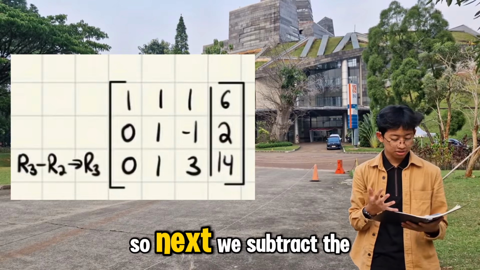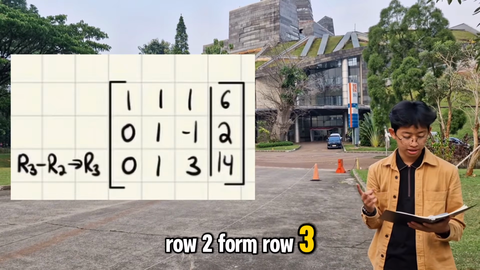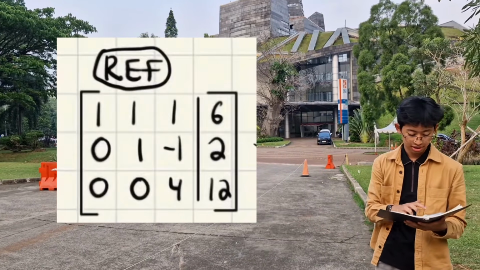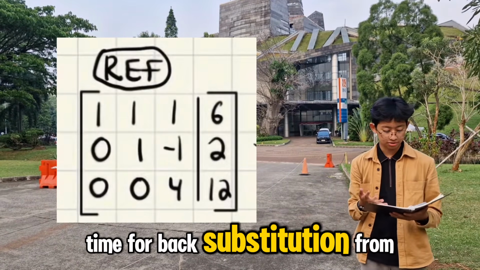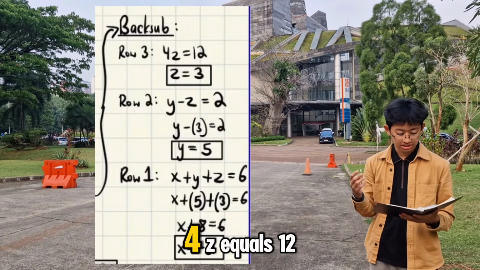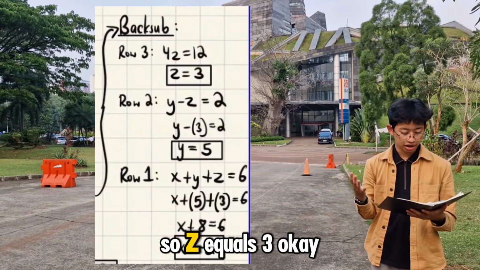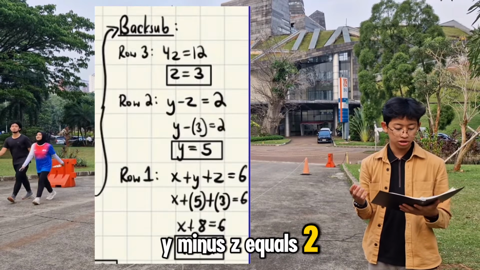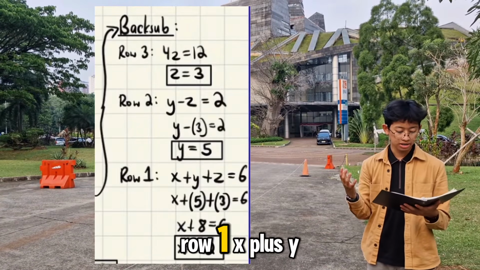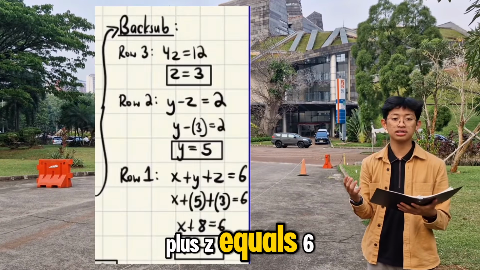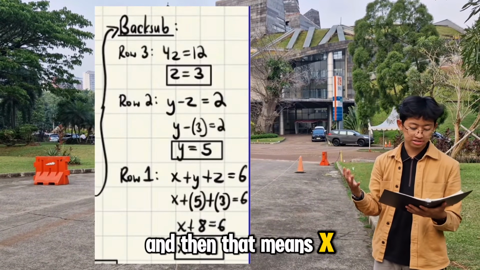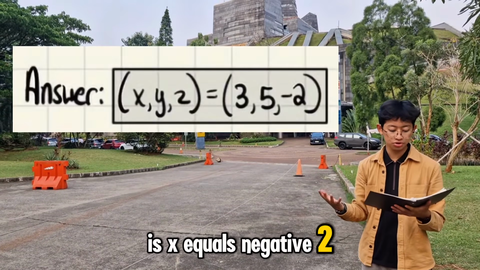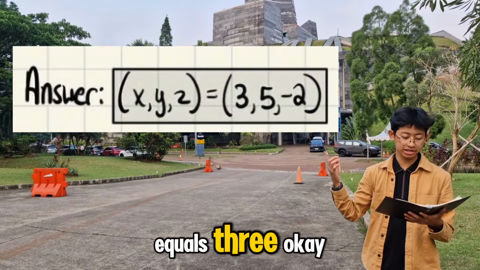So, next we subtract row 2 from row 3. And now we have the matrix in row echelon form. It looks like this. Okay, time for back substitution. From row 3, we get 4z equals 12, so z equals 3. From row 2, we have y minus z equals 2, so y equals 5. From row 1, x plus y plus z equals 6, and that means x equals negative 2. So the final solution is x equals negative 2, y equals 5, and z equals 3.